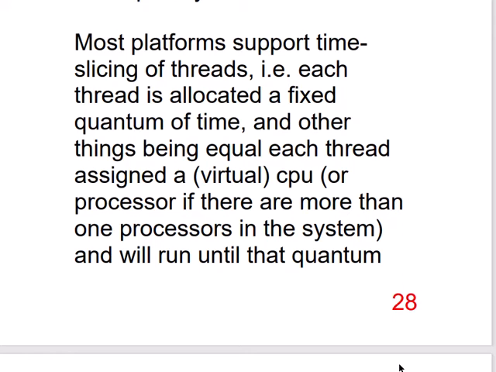And other things being equal, each thread is assigned a CPU or a virtual CPU. A virtual CPU is just some software that's capable of looking at, say, Java commands and executing them, although that's not being done on a real CPU. What will be put on the CPU is this piece of software that's capable of interpreting Java instructions. It's like a Java virtual machine. Or a processor, if there is more than one processor in the system, and it will run until that quantum expires.